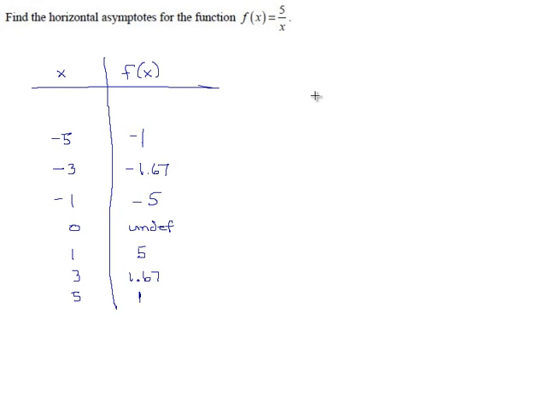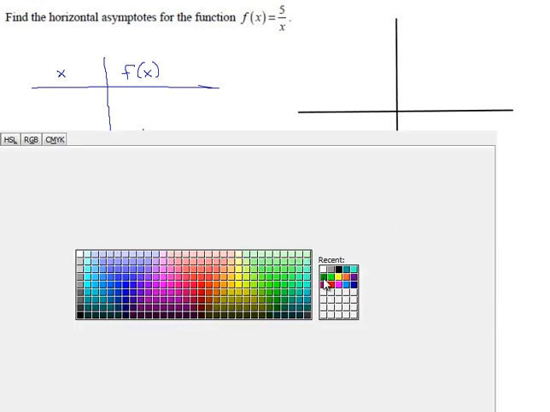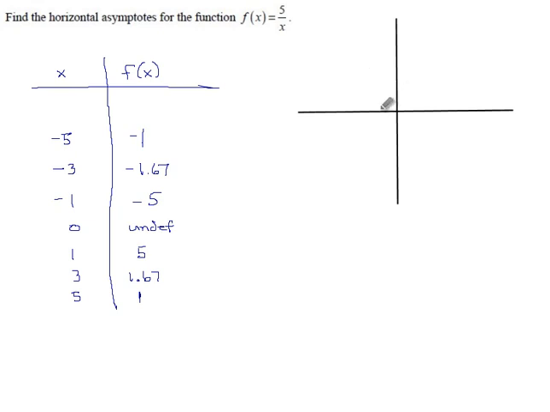So let's see how much of a graph we can create with that. Okay, negative 1, 2, 3, 4, 5, 1. There's one of our points. Negative 3, we have, that's negative 1, that's negative 2, so 1.67 is about there. If x is negative 1, we have 1, 2, 3, 4, 5. We know there's a vertical asymptote right at 0. I'll actually mark that in.